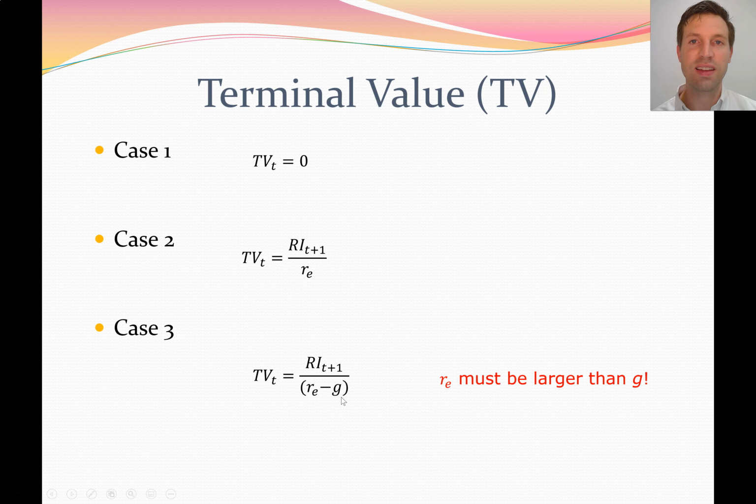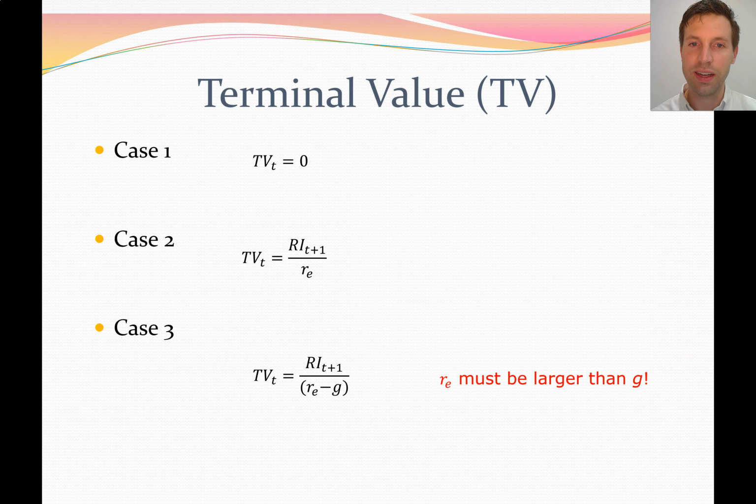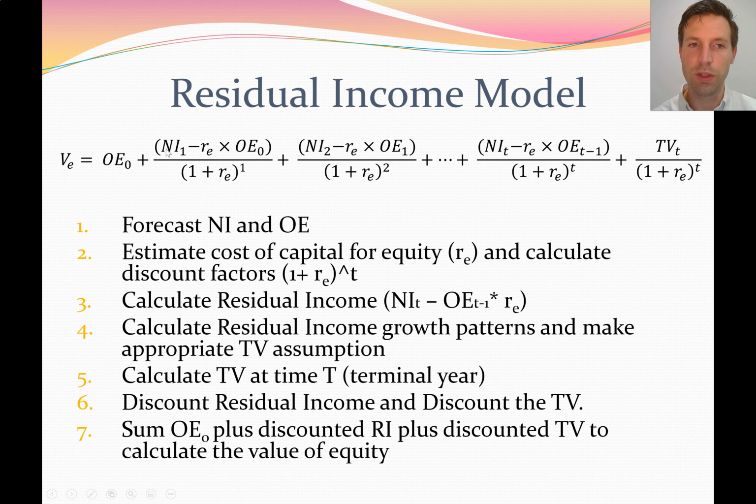Okay, so let's talk about when these cases are likely to occur. So the first terminal value case under the residual income model is if the terminal value would be zero. Now, this is a very different terminal value assumption compared to a dividend discount model or a discounted cash flow model, because we're saying in this case the residual income will be zero in the future. Now, this can lead to a bit of confusion, because if we think about how residual income was calculated, residual income was this part of the formula: the net income minus the cost of capital times owner's equity. So a residual income of zero could still be a very profitable business.